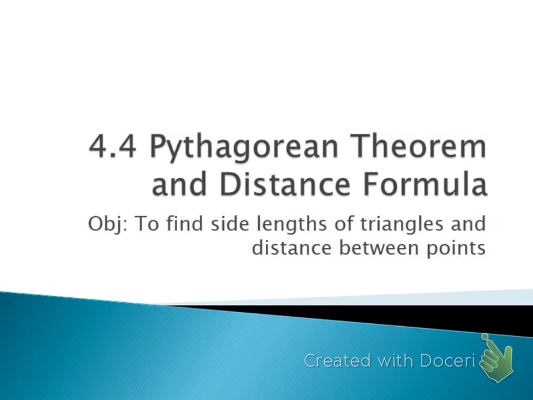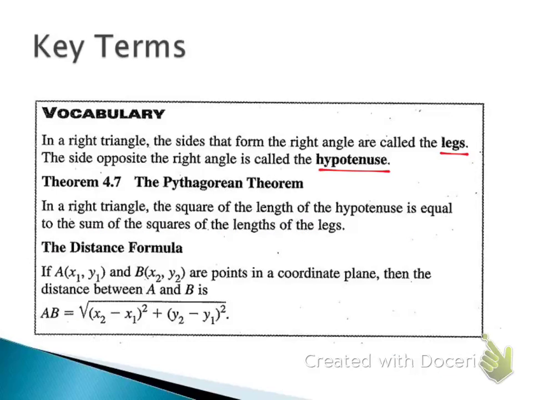Today we are doing section 4.4, the Pythagorean theorem and distance formula. Our objective is to find side lengths of triangles and distance between points. Alright, we've got a couple new vocab words today. We are talking about the word legs again, but this time it's in reference to right triangles. They are the sides that form the right angle.